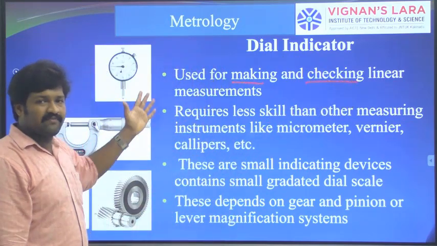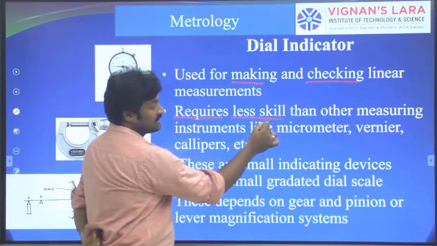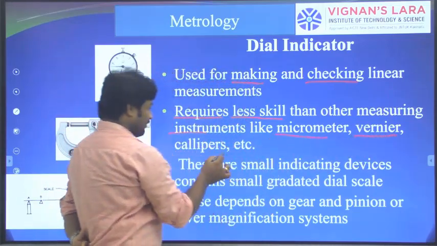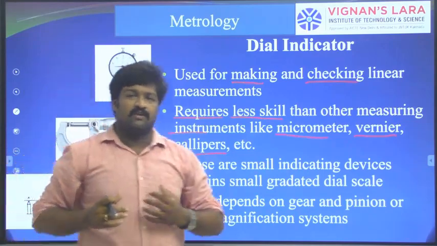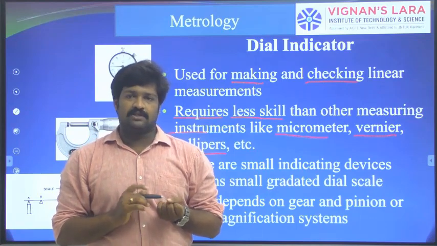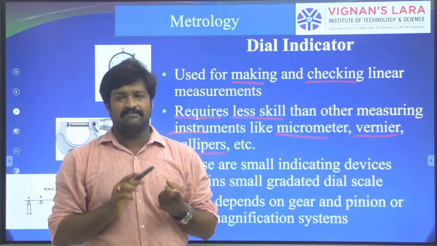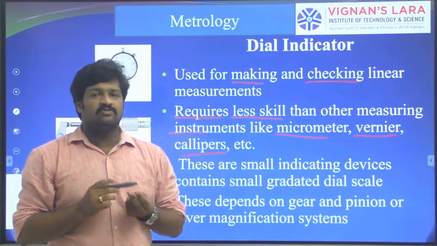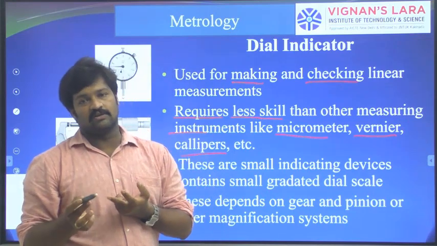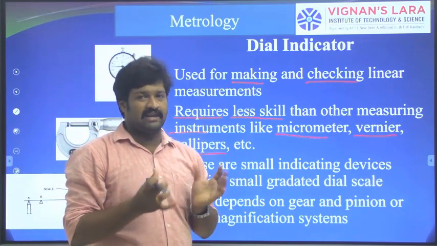Compared to other devices, the dial indicator requires less skill than other measuring instruments like micrometer and vernier calipers, etc. Micrometers and vernier calipers need some calculation. If we consider a micrometer, it consists of two readings, that is the main scale reading and the thimble scale reading. For getting the final value, we need to multiply the thimble scale reading with the least count and sum it up with the main scale reading. Then only we get the final reading.